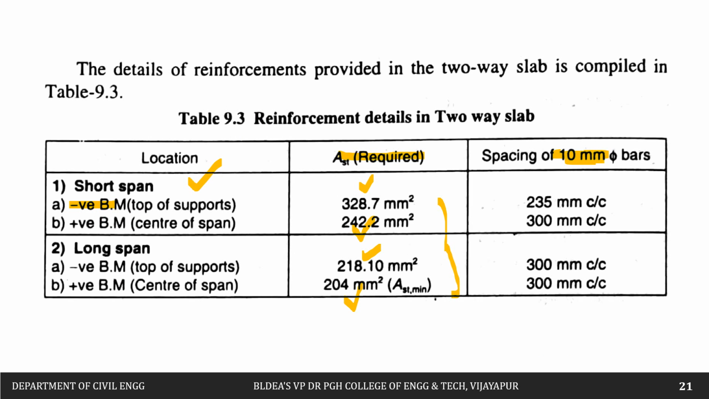And if you are going to use 10 mm dia bars, and if you try to calculate, that is pi by 4 into 10 square divided by 328 multiplied by 1000, we will be getting approximately 235 mm center to center, and for this it will be 300 mm. Similarly, here we are going to have a nominal 300 mm center to center.